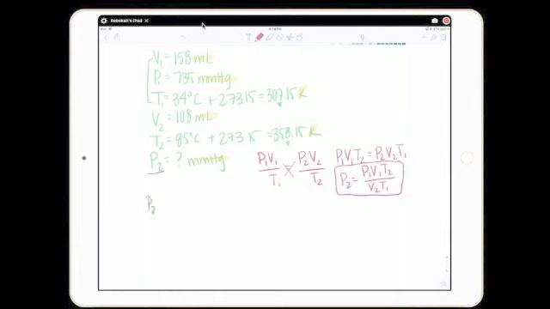So my P2 is going to be equal to P1, which is 735 millimeters of mercury, times V1, which is 158 milliliters, times T2, which is 358.15 Kelvin, divided by V2, which is 108 milliliters, and T1 is 307.15 Kelvin. Reminding myself that these are significant. Alright, so now I can do some really simple math.